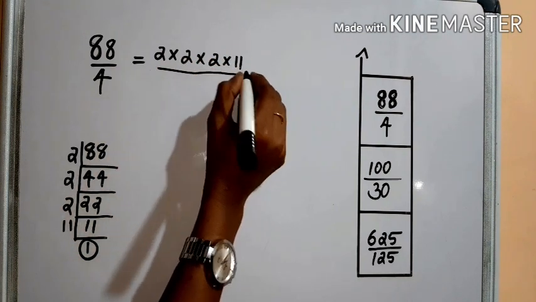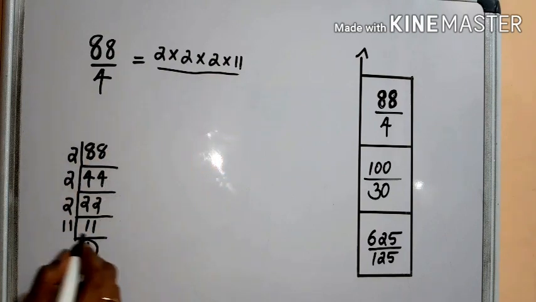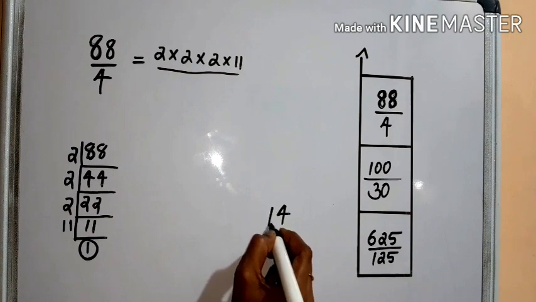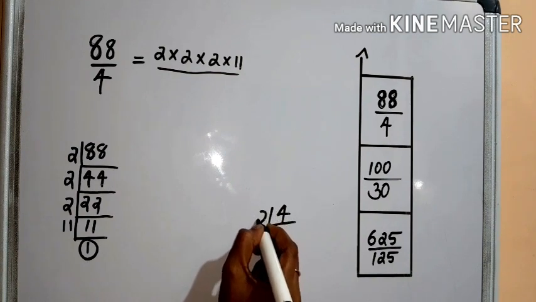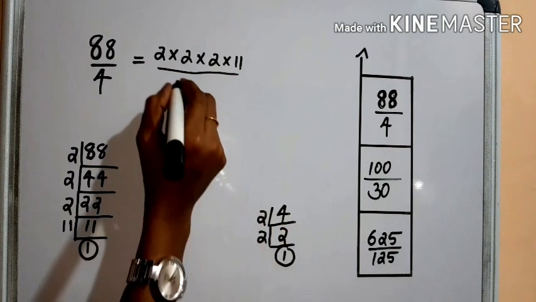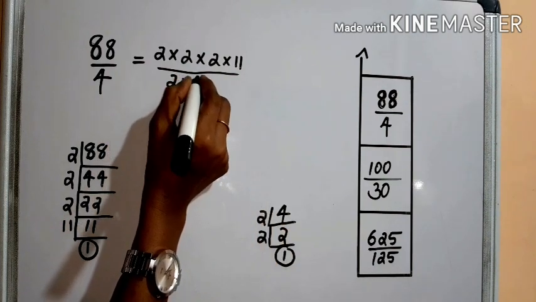Then all divided by, next we have 4. Prime factorization of 4 is so easy. 4 is an even number. So 4 by 2 is possible, right? 4 by 2, 2. Again by 2, 1. Over, no? 4 equals 2 into 2.